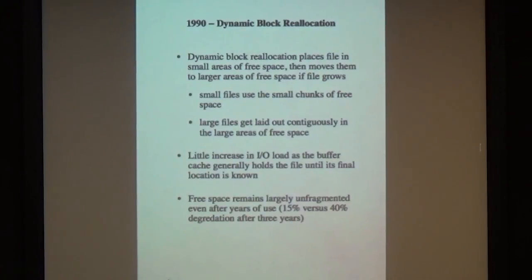And what you find is with most file systems, they start out, of course, great, and it sort of falls off, and it usually stabilizes at about 55 to 60% of the throughput that you got when it was brand new. And with dynamic block reallocation, instead, that flattens out at about 85%. So it's a significant improvement for very little amount of work.